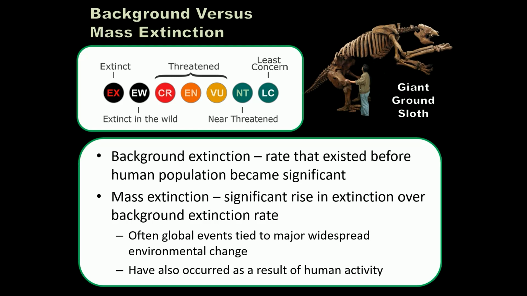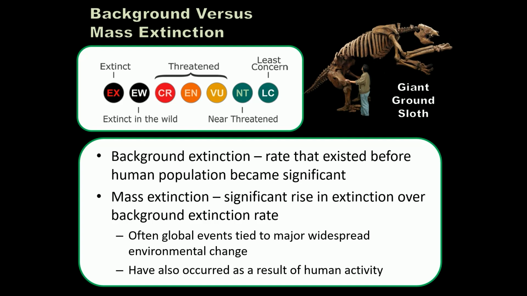But I digress. You have the background extinction rate and you have the mass extinctions. There have been 5 major mass extinction events in Earth's geologic history, I should say. Now, up here I have a chart, and this shows ways in which we can rate species in terms of how close they are to extinction.